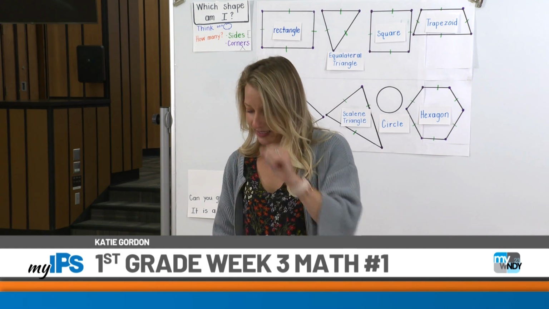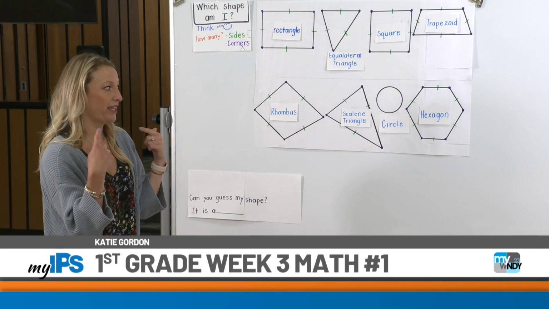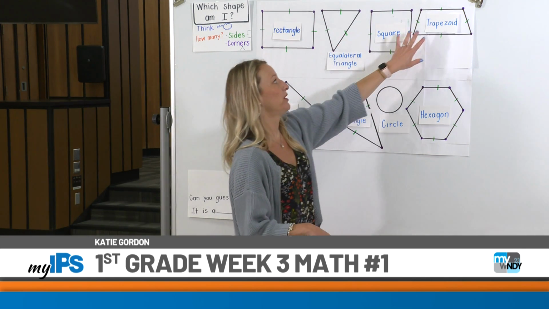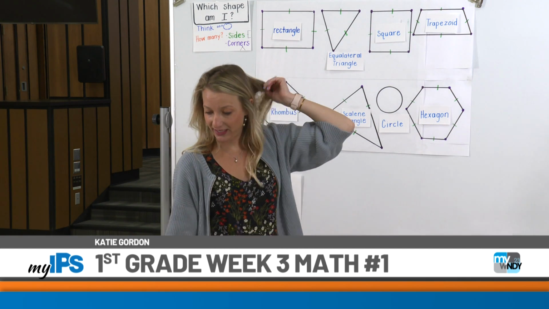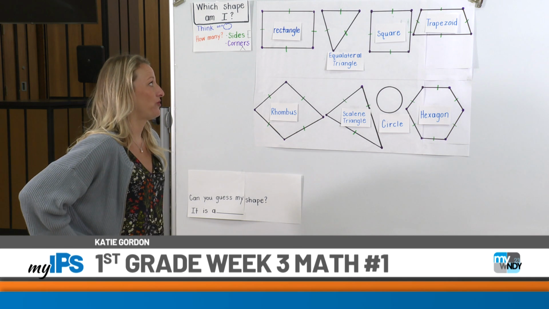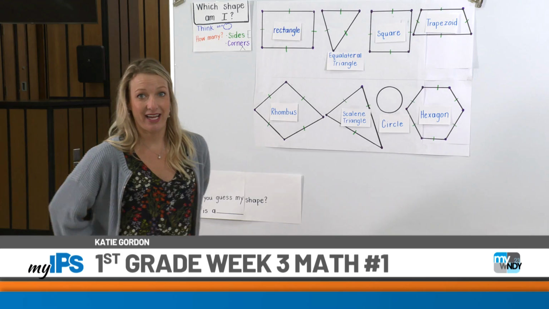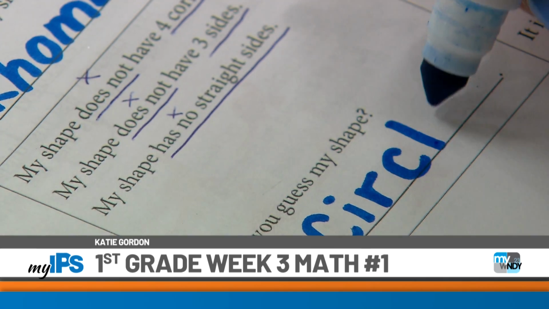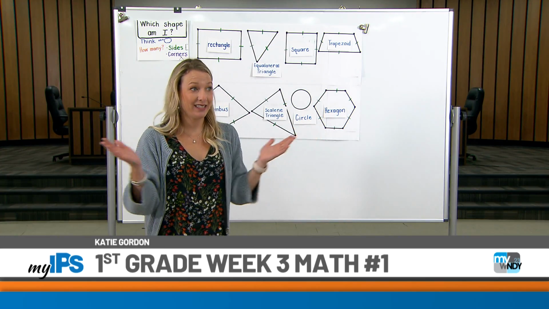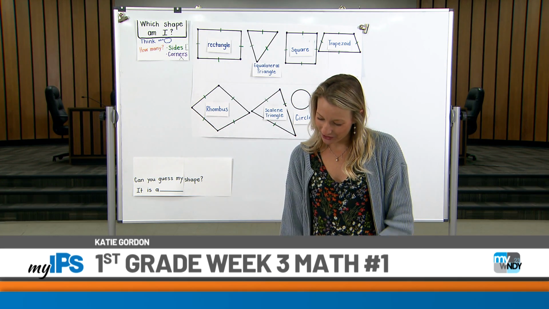The next riddle says that my shape does not have 4 corners. So automatically you should think, take away the shapes that do have 4 corners. So we know this won't work, that won't work, the trapezoid will not work. And then it says, but it does not have 3 sides. And then it says it has no straight lines. So which shape do you think that one is? It is a circle. Why is it a circle? Because circles have no straight sides. A circle is a continuous line with no corners.